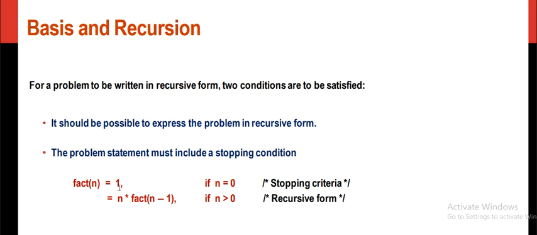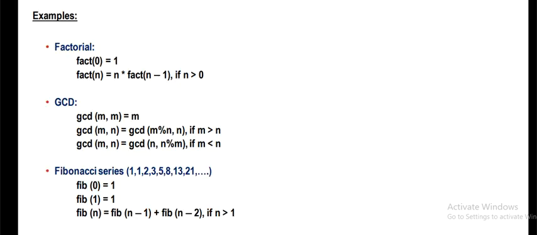So if you see here, fact(n) = 1 when n equals 0, and fact(n) = n * fact(n-1) when n is greater than 0. So n equals 0 is the stopping criteria, and n greater than 0 is the recursive form. Students, these are the examples we are going to discuss in this video: factorial, GCD, and Fibonacci series. Now we will discuss a program on factorial using recursive code.